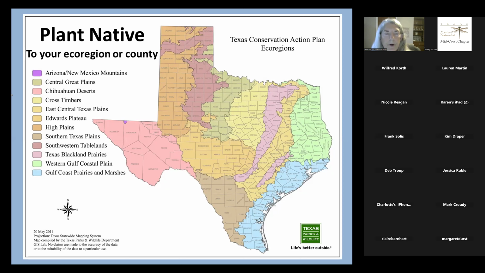And then even better is if you can plant native to your ecoregion, and then the best yet is to your county. So probably most of us in the Mid-Coast chapter are in this Gulf Coast prairies and marshes area. But some of us in the Mid-Coast chapter may be in southern DeWitt County, or even in northern Goliad County. And that would be the East Central Texas Plains.